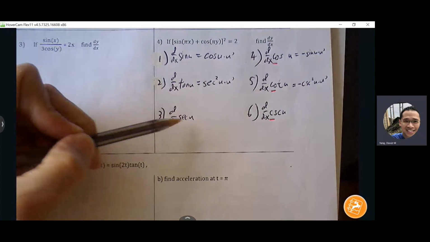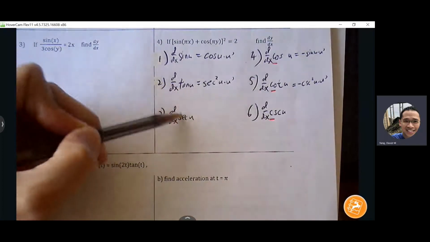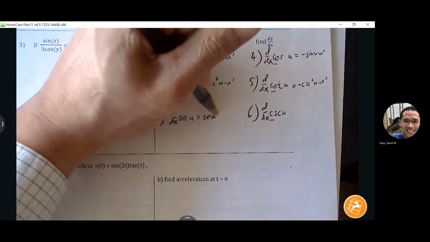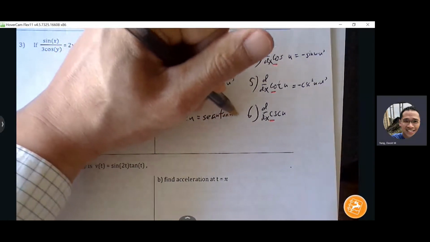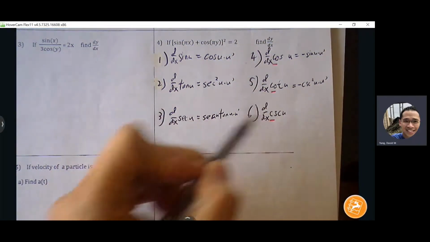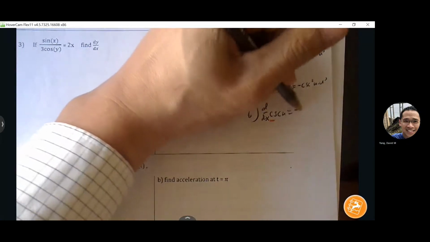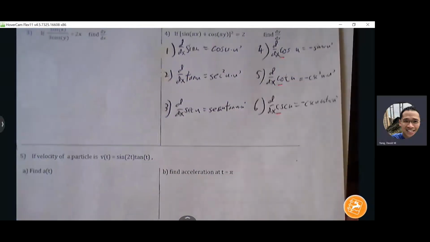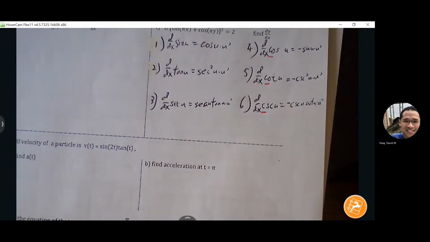And then secant is going to involve itself and the one above it. Okay, so secant u is secant u tangent u times u prime. And then cosecant just uses the one above it, follows the same pattern, just with a negative. Okay, I just want to review those rules, and then at the end of class, I want us to see if we can do it from scratch and practice writing down all the rules.